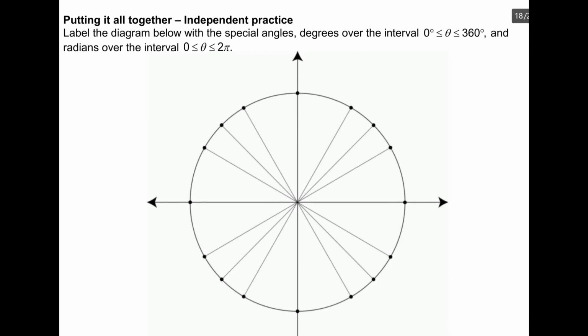So this is putting it all together. We're going to label all the special angles. I think this is what you're asking. We know 2 special triangles: 45, 45, 90, and 30, 60, 90. What I'd love to do is label 30 degrees, 45 degrees, 60 degrees, and all of the multiples of them.